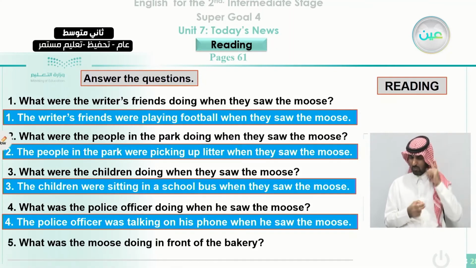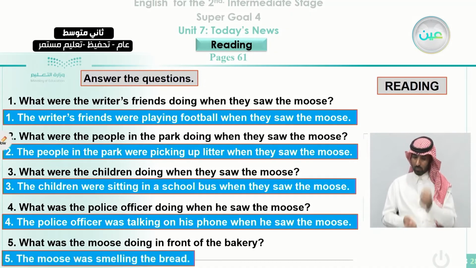Okay, and the last one here, number five, what was the moose doing in front of the bakery? The moose was smelling the bread. The moose was smelling the bread when he was also in front of the bakery.